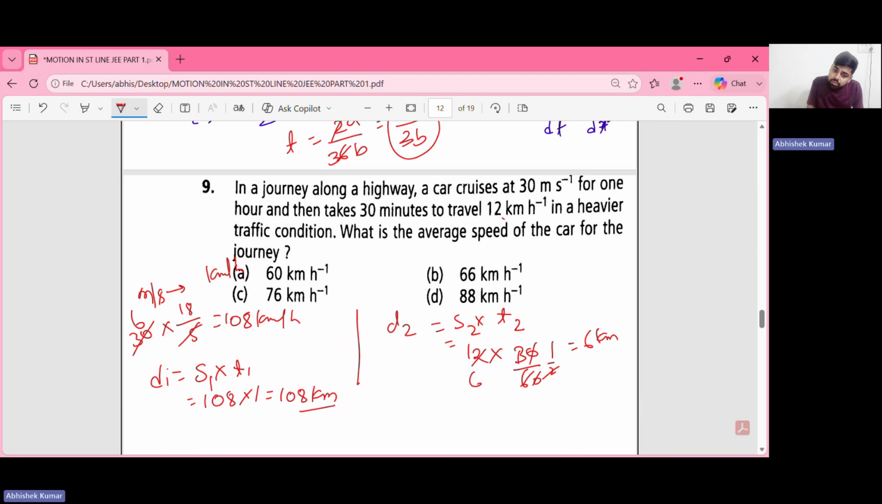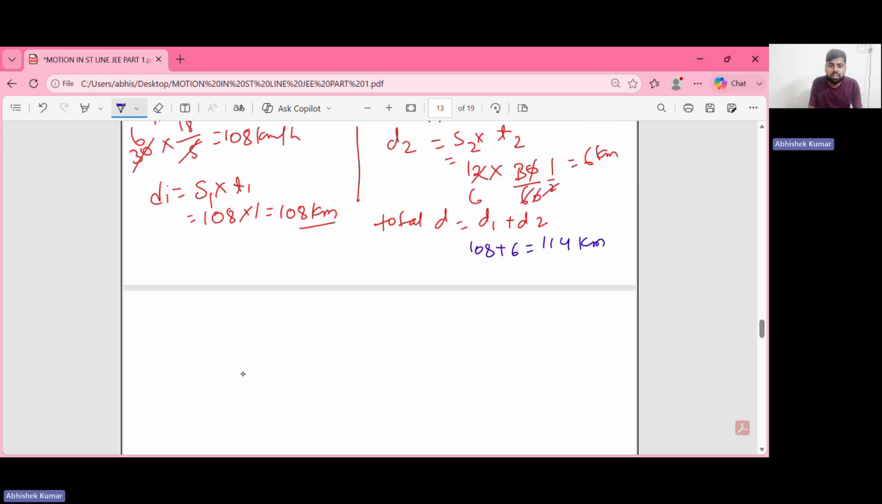So total distance, how much? Total d is d1 plus d2. That is equal to how much? Tell me now. 108 plus 6. Total, how much will come? 114. Okay. Now the question is, sir, what is the average speed? Total distance, how much? 114. 114 by total time, how much? 1 plus 0.5. 1 plus 0.5 means what? 1.5. It means 114 by 1.5. If you remove the point, it will go 10 up.